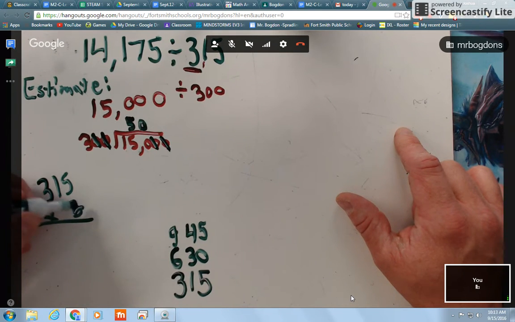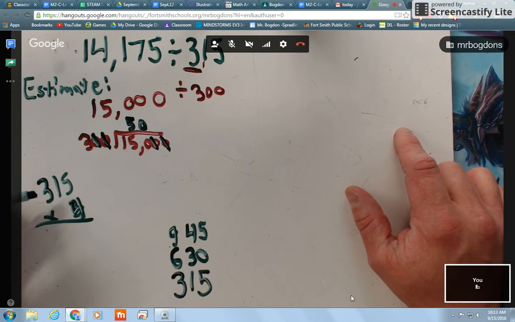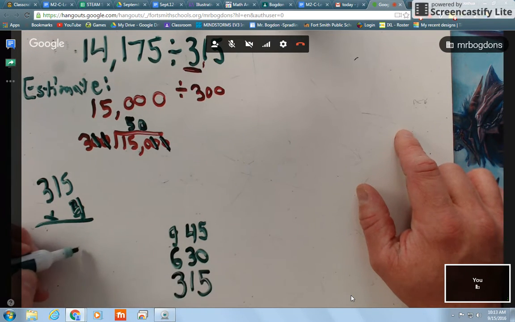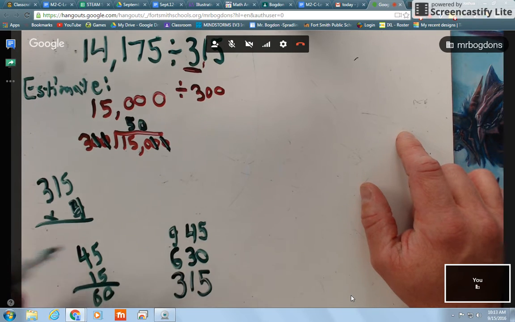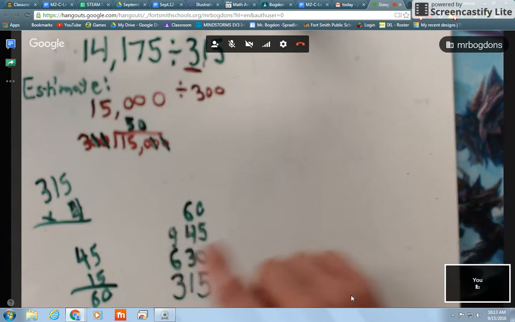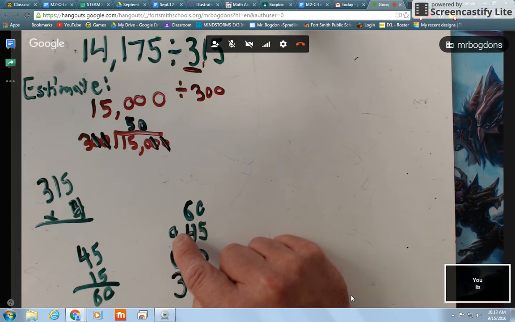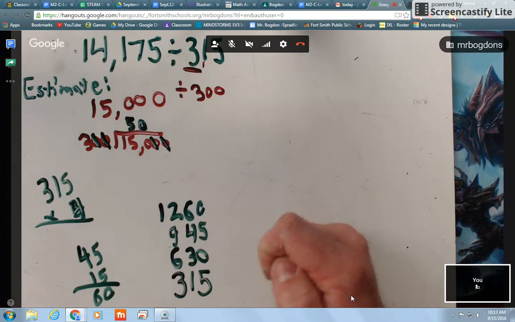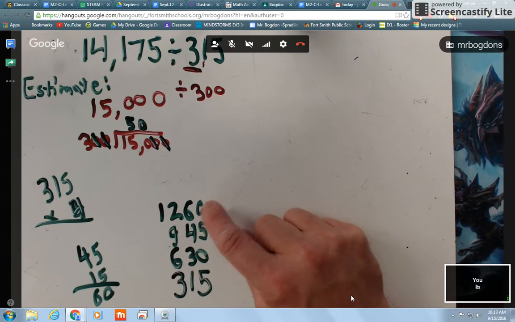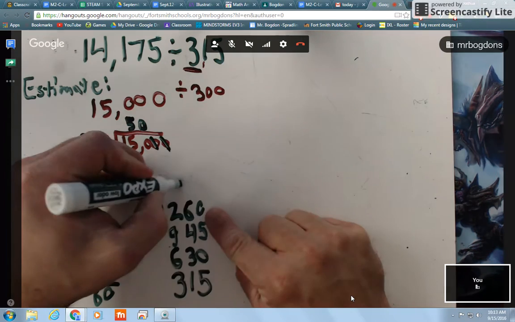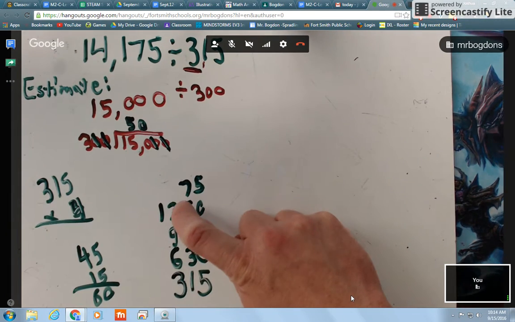Now I need to be thinking, what is 315 times 4? Well, what is 45 plus 15? 45 plus 15 is 60. What is 9 plus 3? Okay, so now I'm going to add another group of 315. What is 60 plus 15? 75. What is 12 plus 3? 15.